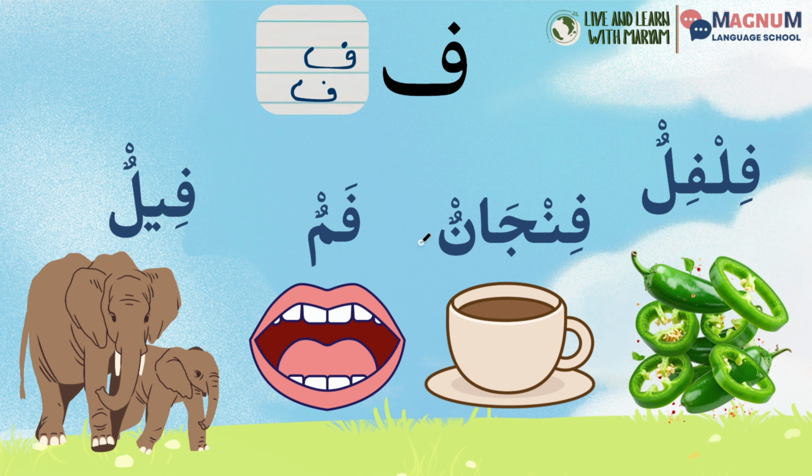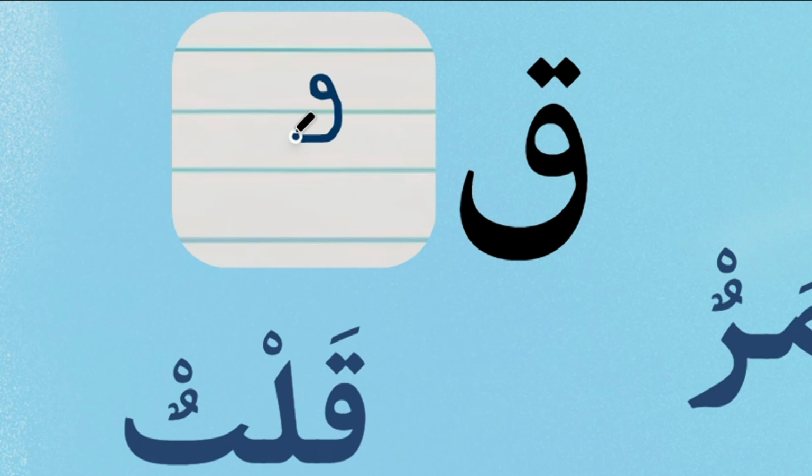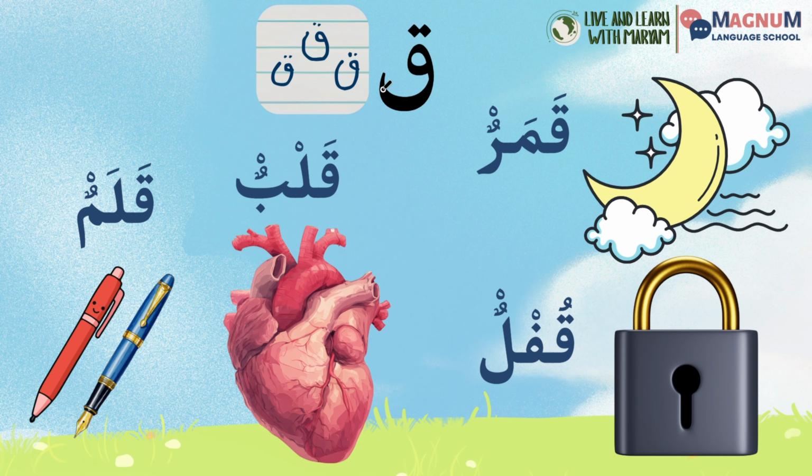Alright, so the next letter is Qaaf. This is Qaaf. Okay, how to write Qaaf? With two dots. Okay, now words with Qaaf. Qaaf, Qamarun means moon. Qaaf, Quflun means lock. Qaaf, Qalbun means heart. Qaaf, Qalamun means pen. Okay, let's repeat.